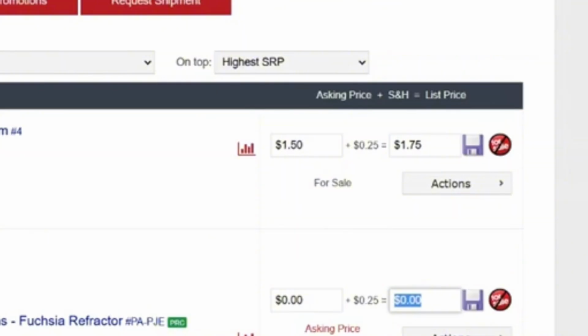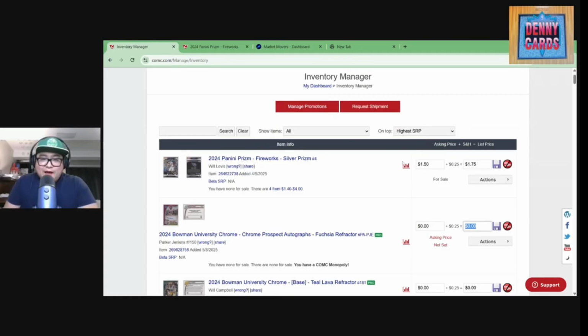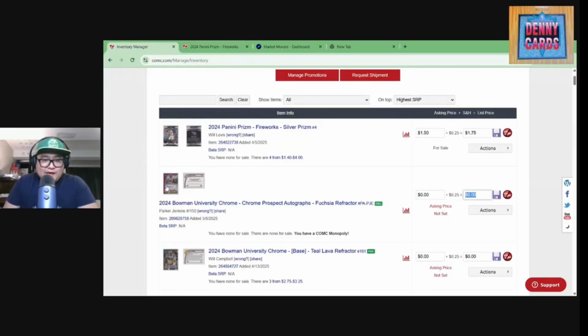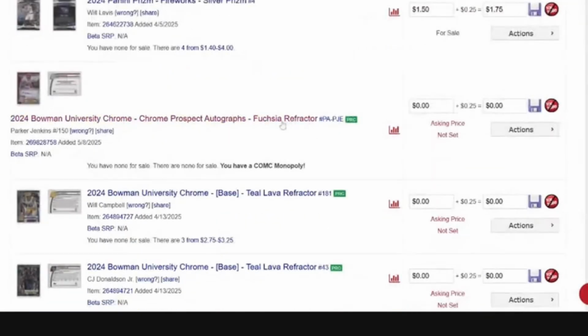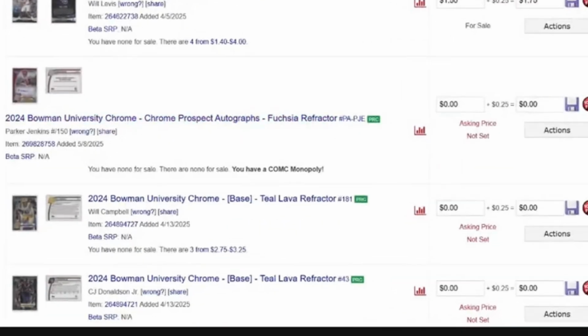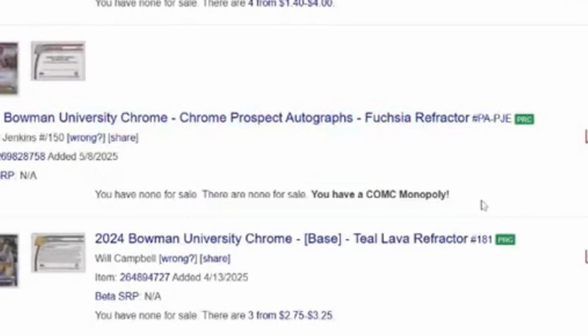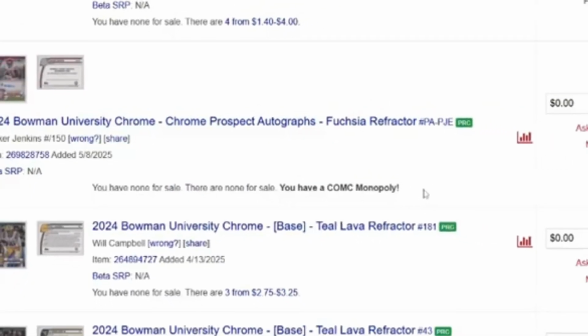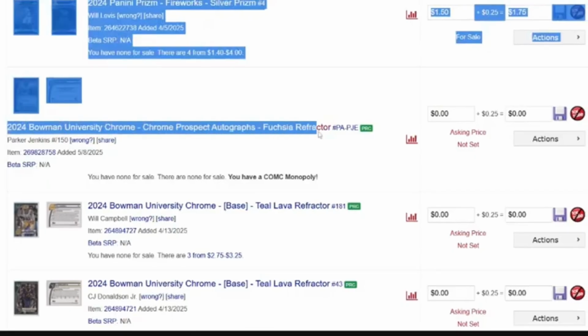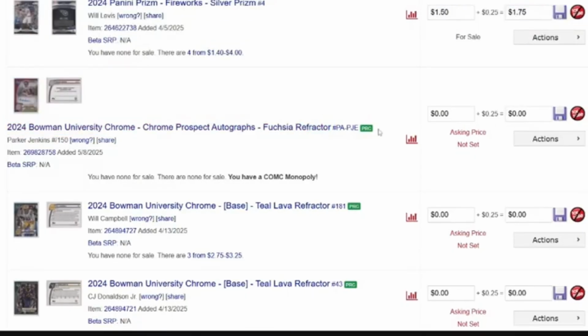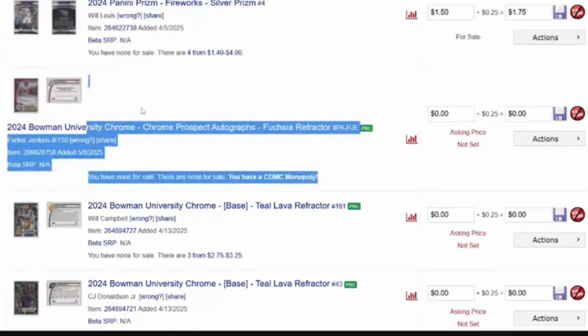It says for sale. It's my very first sale. I don't know how this is the highest SRP, but we're just going to keep it moving along. We have here now a Parker Jenkins out of 150 fuchsia refractor. Here there are none for sale. It says you have a COMC monopoly. So I could really set any price I want on this, but again, I'm going to probably just try to look up most recent comps on this. And I am going to be using Market Movers.